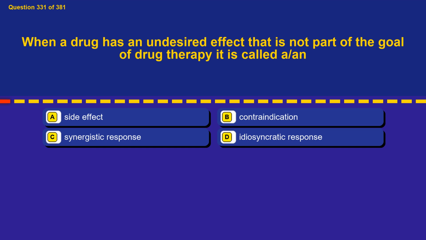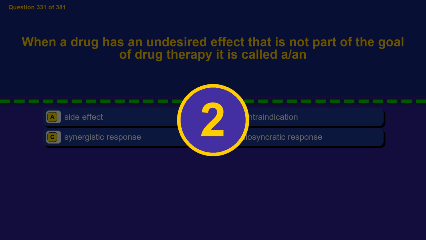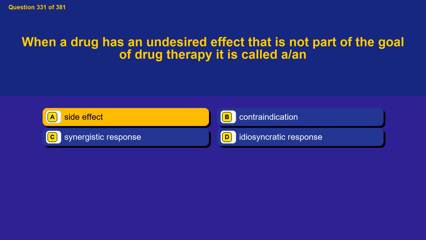Question 331. When a drug has an undesired effect that is not part of the goal of drug therapy, it is called a/an: Option A, side effect. Option B, contraindication. Option C, synergistic response. Option D, idiosyncratic response. The correct answer is option A, side effect.